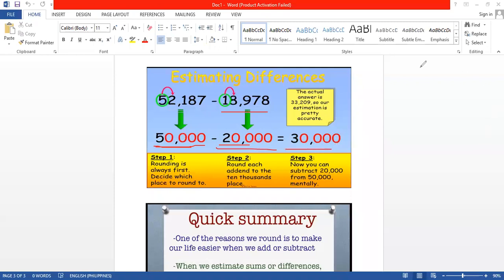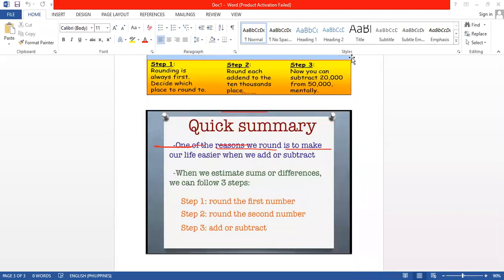So we have here a quick summary, grade 3. One of the reasons we round is to make our life easier when we add or subtract, and we can estimate sums or differences. We can follow the steps. First step is round the first number. Second step, round the second number. And the third is add or subtract. Remember the operations that you're going to use. If it is estimating the sum, it means addition. Estimating the differences, it means subtraction.